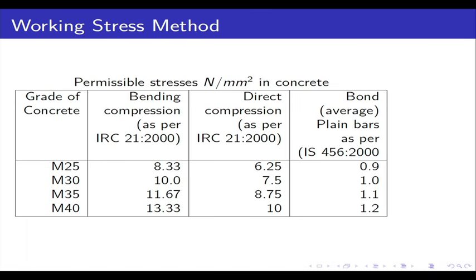Coming to this one here, we have taken the values from IRC 21-2000 for direct compression. So bending is always more than the direct one, and bond average we have taken from IS 456. I just want to show you this particular one, because bond is also equally important.